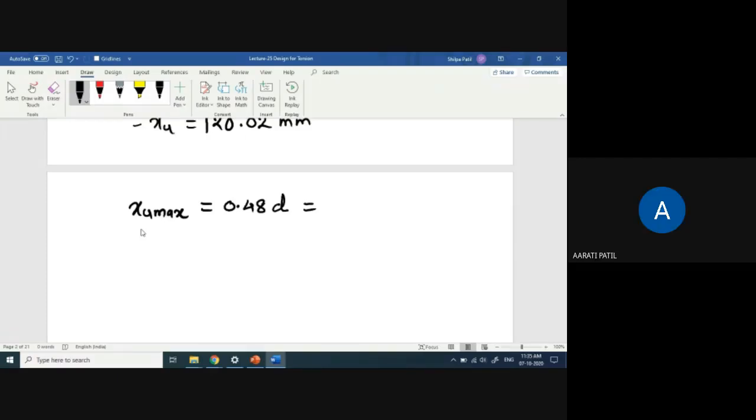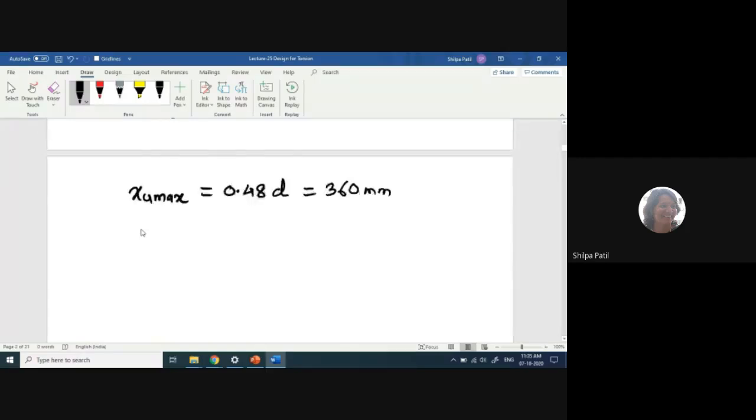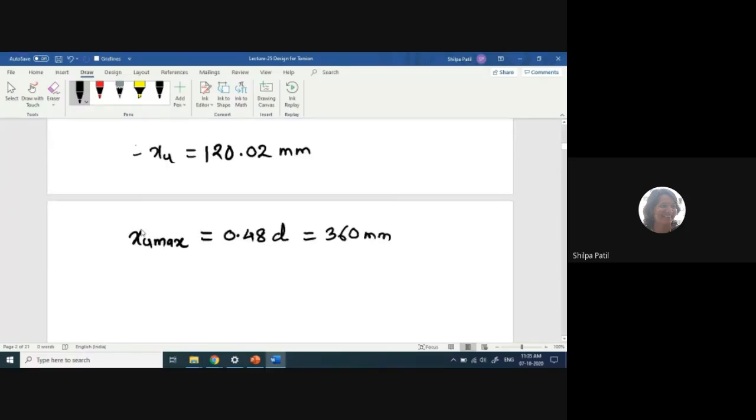It is 360. Guys, there is some problem with internet today at my place, so I'm not able to hear you clearly. I hope you all are able to hear my voice clearly. Yes, ma'am. Okay, so let us compare XU max with XU. Now XU is coming less than XU max. So the section is under reinforced.